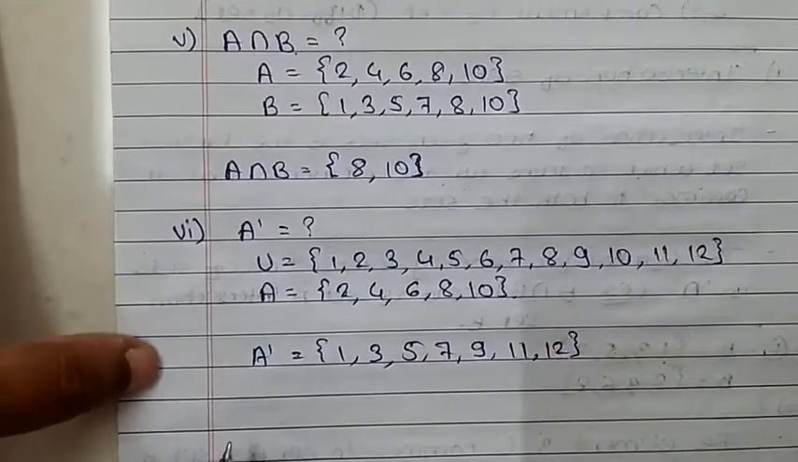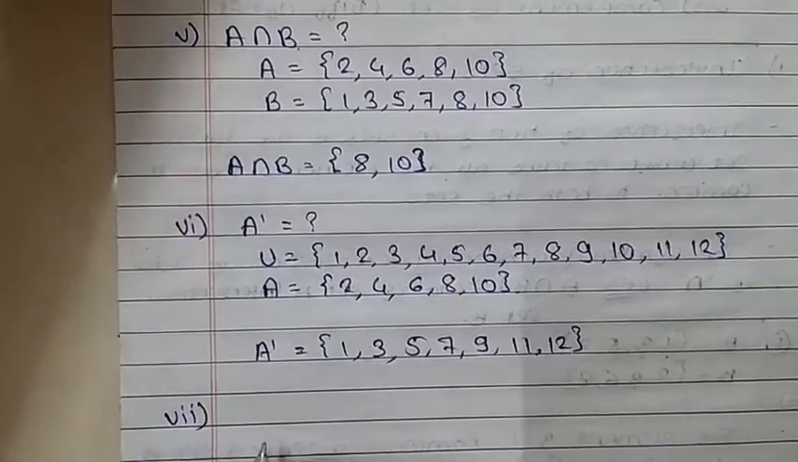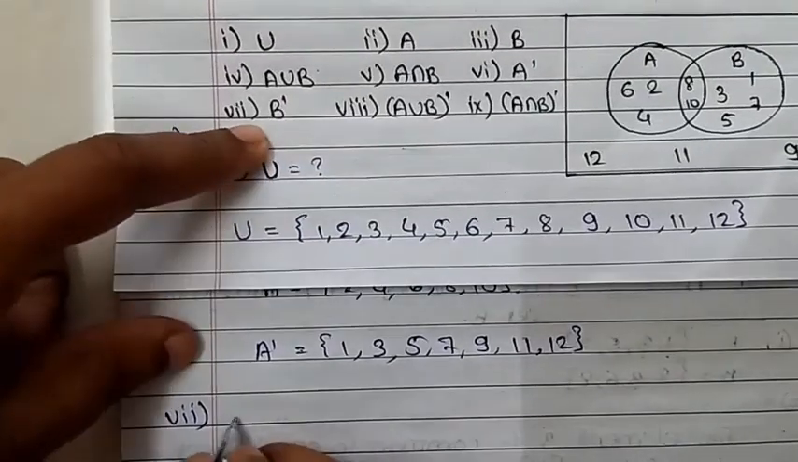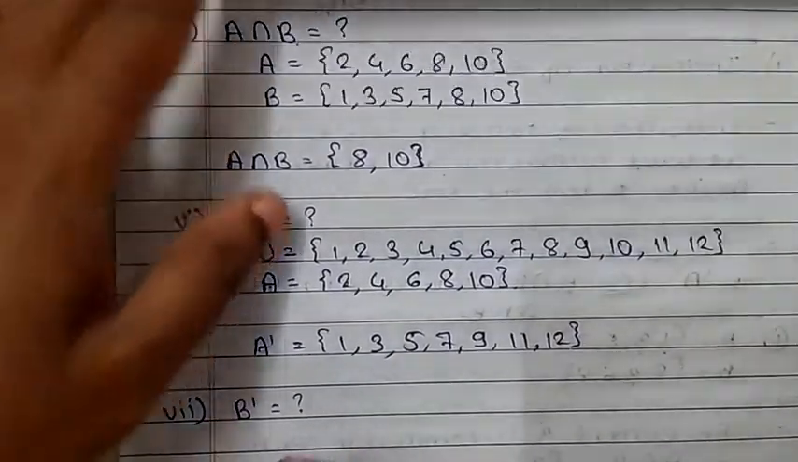Next, understand this one? Next one, that is 7th. We want to calculate B's complement. Clear? So how to calculate B complement? So write down universal set first.